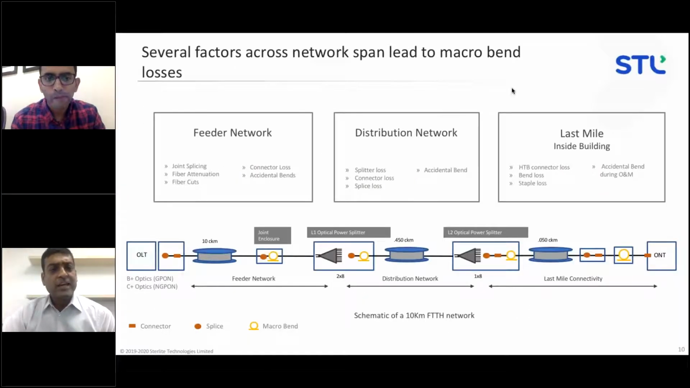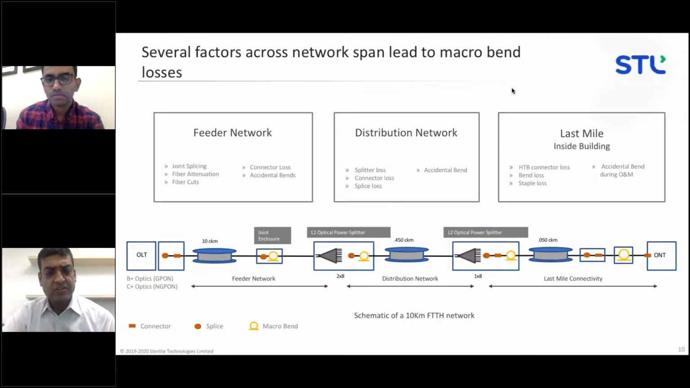All right, so getting into the factors that lead to macrobend losses, let's break up the network into three different segments: the feeder network, the distribution, and the last mile. In each of these areas, we see that bend losses contribute because of various different factors.